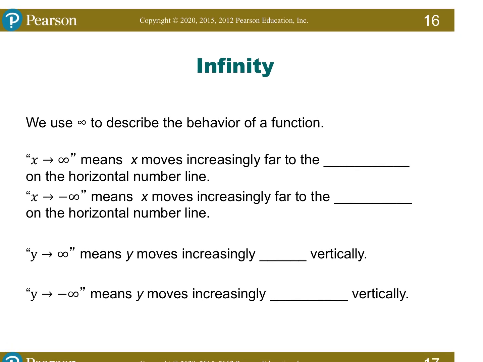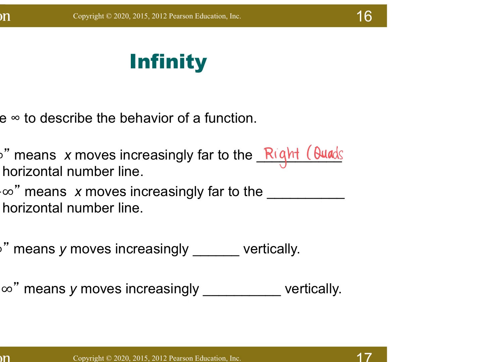So if we have x approaching infinity, we are moving to the right, and that goes through quadrants 1 and 4. If x is approaching infinity, we're heading this way on our graph, and that's quadrants 1 and 4. If we have x approaching negative infinity, we will be heading to the left. That covers quadrants 2 and 3.